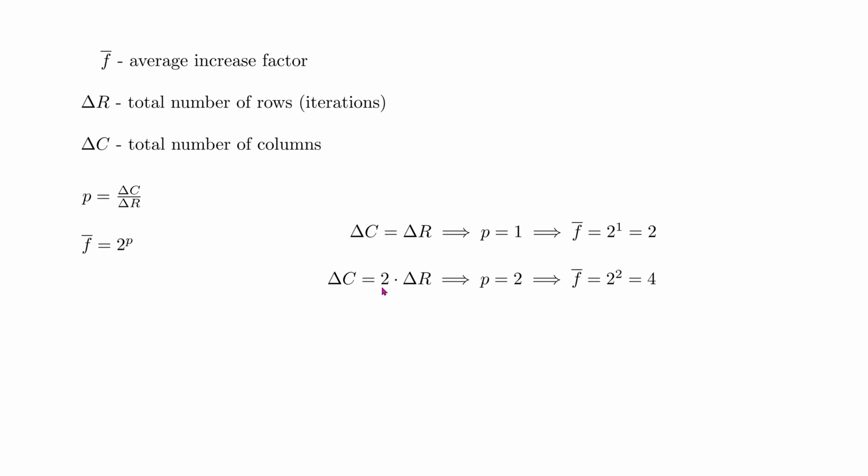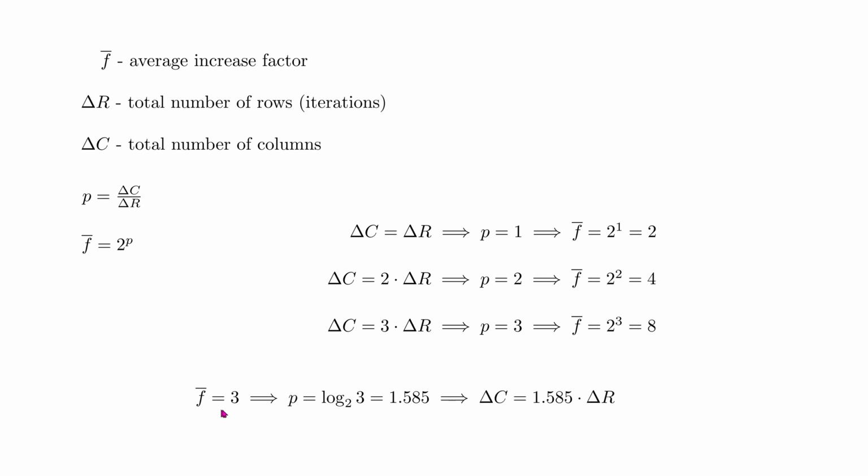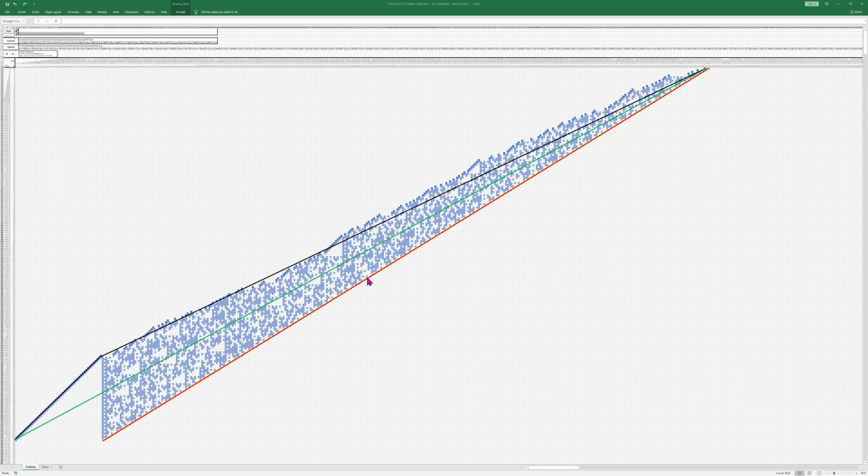When the number of columns is twice as big as the number of rows, we've got P equal 2 and the average increase factor is 4. If the number of columns is 3 times the number of rows, then P is equal 3 and our average increase factor is 8. What will be the situation if the average increase factor is 3? Like here. If we've got the average increase factor equal 3, it means that P should be 1.585 and then the number of columns should be 1.585 times the number of rows. We can check if this is correct based on our last example. We will check the increase factor for these positive bits.